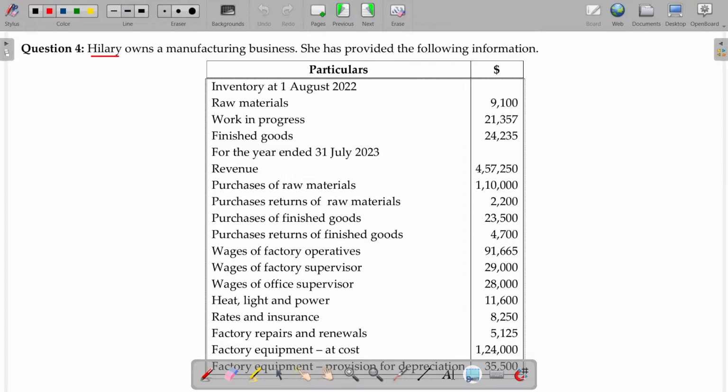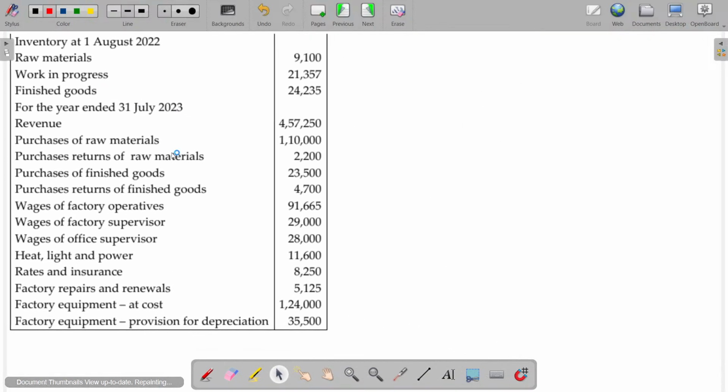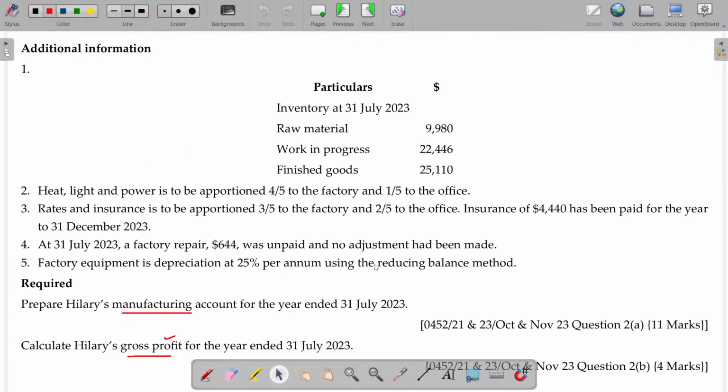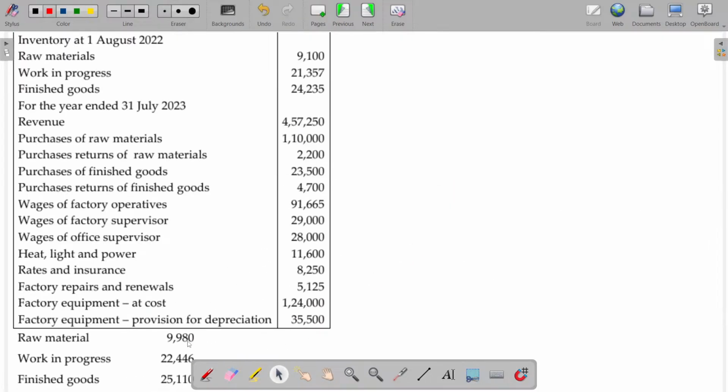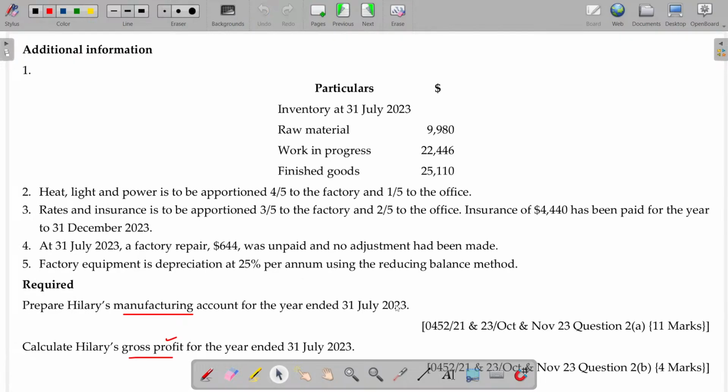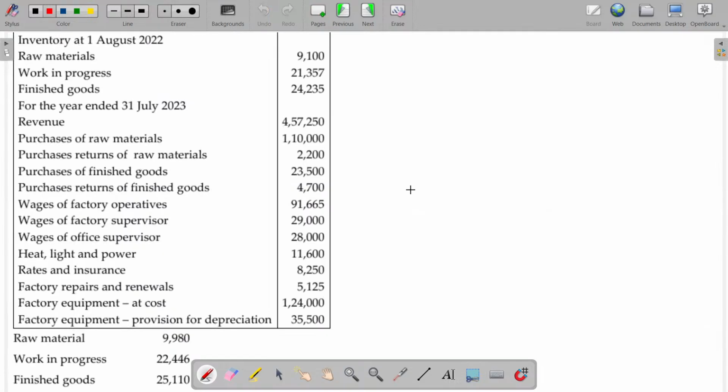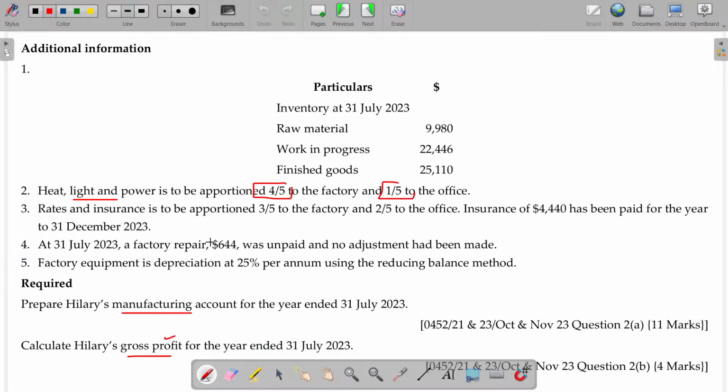Particulars. And we have been given the inventories. These three are closing inventories. And I just mark all the adjustments. Heat, light and power is to be apportioned 4/5 to the factory, 1/5 to the office. 4/5 for the factory. The balance 1/5 will be for the office. But anyhow, the office account will not be prepared for us.